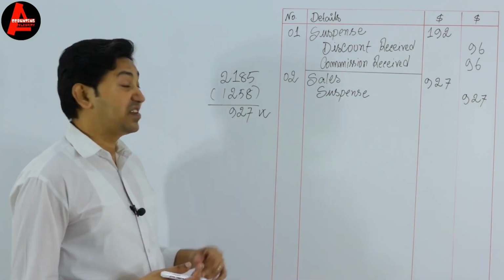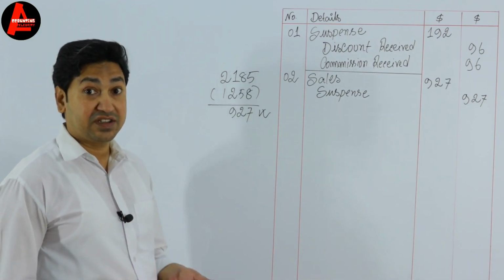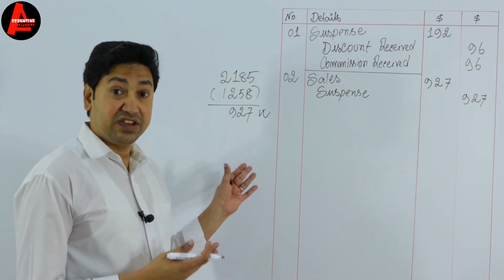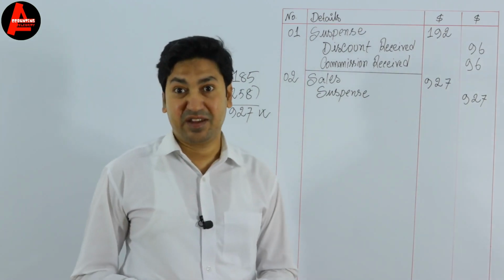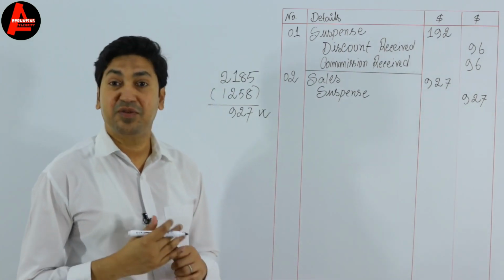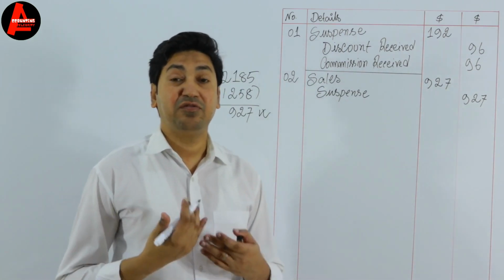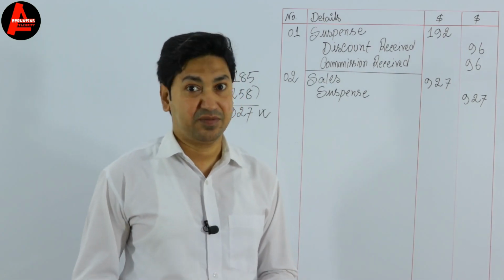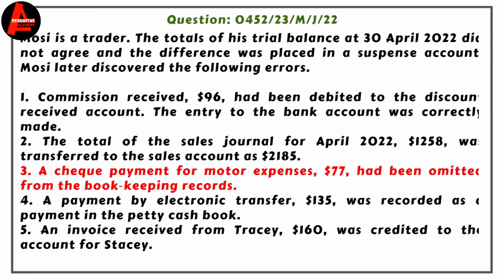So this type of mistakes are very common in business. Even this entry is very common in your exam. So I recommend you to learn this chapter properly, because every year you see questions from this chapter. Okay, so now transaction number 3 here.